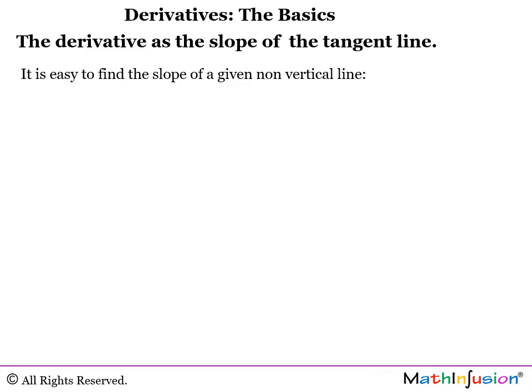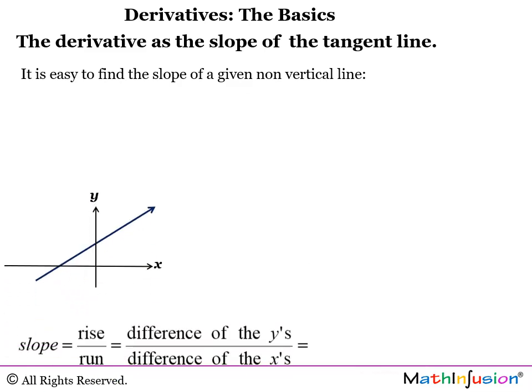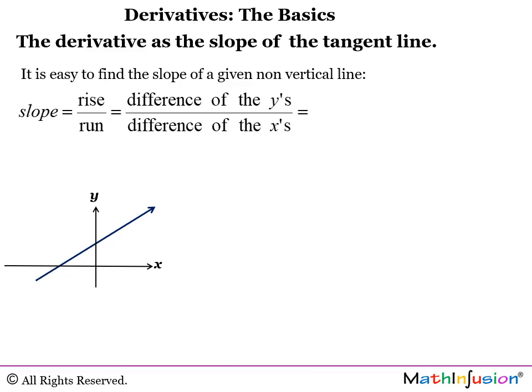It is very easy to find the slope of a given non-vertical line. This is just the slope of the line, which is the rise over run, or the difference of the y's over the difference of the x's. This can also be written as delta y, delta is for difference, over delta x.